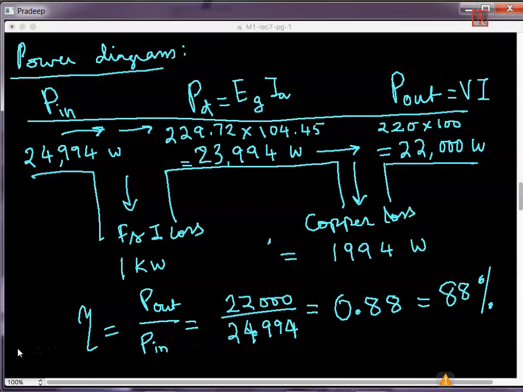I hope you are able to see my screen. Yes, so I got a reply from DMS SVHCC. So 229.72 and then 0.88. So good. So you're confirming the answer. All right.